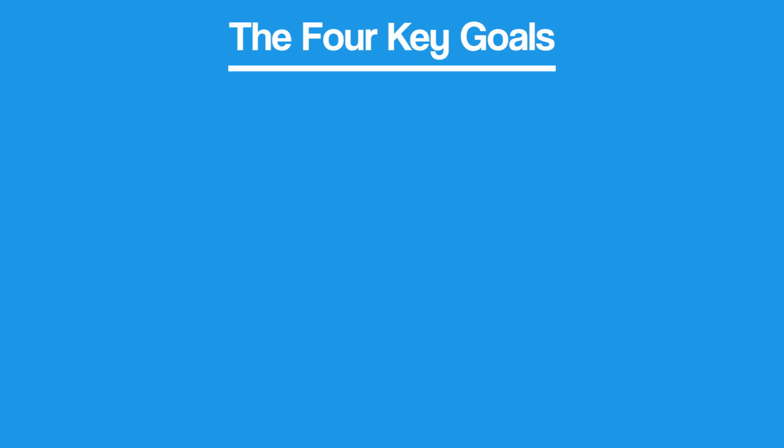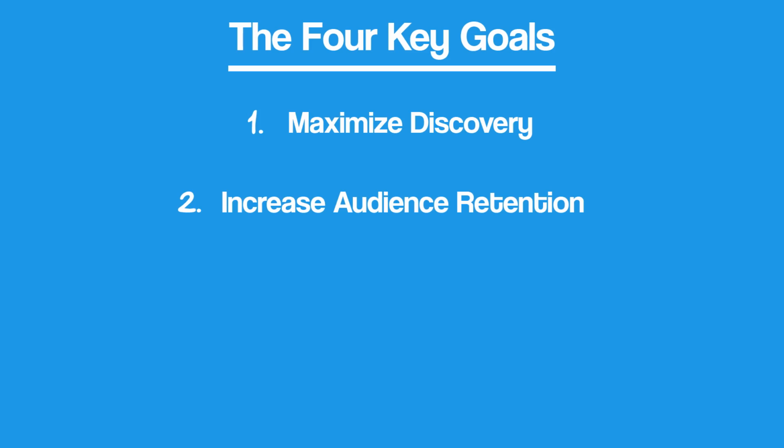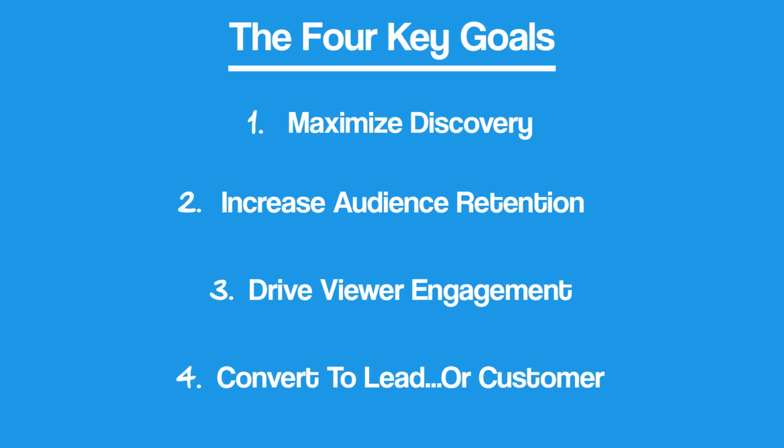Now, anytime we post a video, there are 4 key things we're looking to do. Maximize discovery, which results in a larger audience and more views. Increase our audience retention, or how long a viewer stays on the video. Audience retention plays a big part in how your video ranks in YouTube search. Drive viewer engagement, which could be as simple as clicking the thumbs up, subscribing, favoriting the video, leaving a comment, or even sharing with their friends. Convert the viewer into a lead, or even better yet, a customer. Something we all want more of.